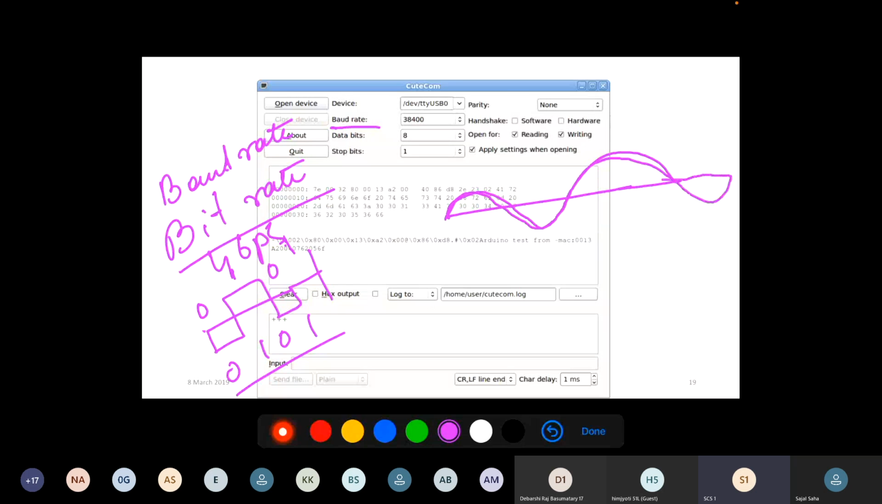It is not like that if there are 4 bits, then 4 signals will go. More signals can go than that, fewer signals can go than that. It depends upon how many bits are being represented by a single signal.